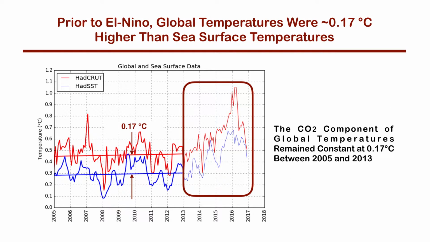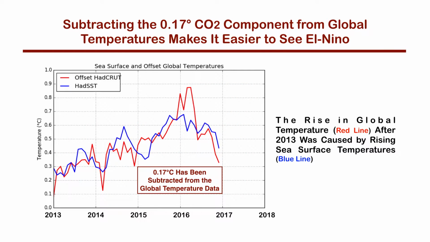Well, what we found out in previous analysis is that the average difference between global and sea surface temperatures since 2005 has been about 0.17 degrees centigrade. So if we take the global temperature data, the red line here, and we shift it down by 0.17 degrees centigrade, it makes it more obvious what happened during the El Nino event. So that's shown here. Once again, I've expanded the year scale even more. This is only 2013 to 2017. So what we can see here is that the rise in global temperatures, which is the red line, after 2013 was caused by rising sea surface temperatures.